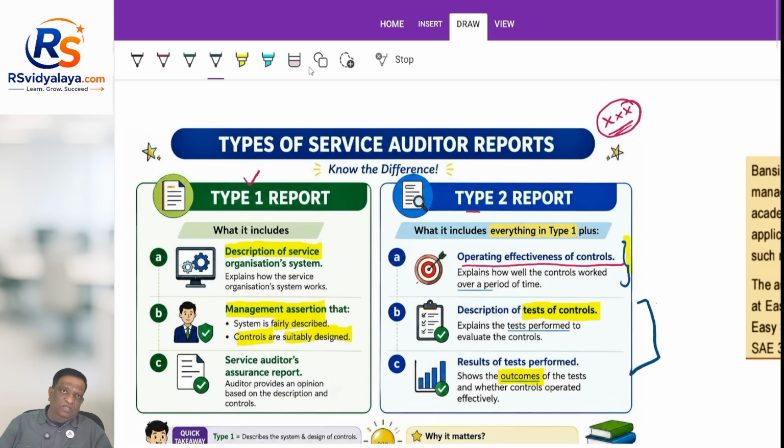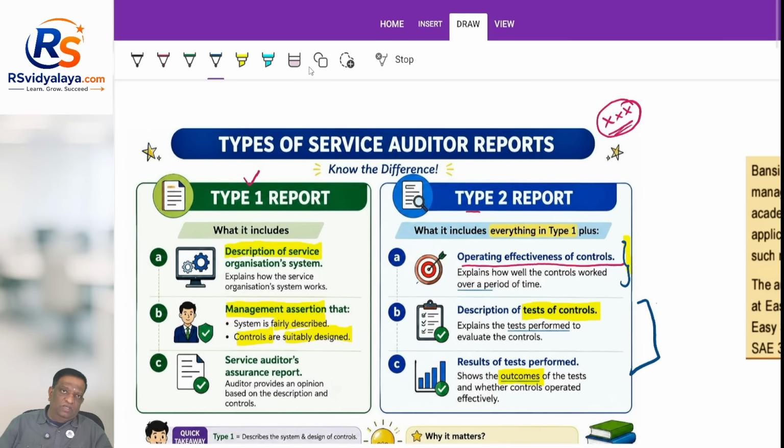In a shorter form, you can see here. Type 1 is tested for you. I am repeating in multiple ways so that you can answer all the MCQ questions and case scenarios asked on this. Type 1 describes the system and the design of the controls, whereas the type 2 report includes not only type 1, but the additional point, test of controls and the results, which will give you the operating effectiveness of it. That is type 2.